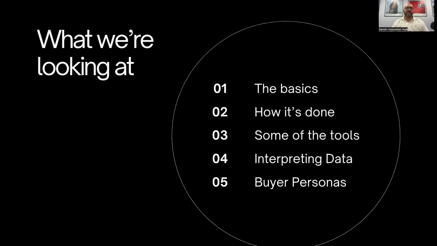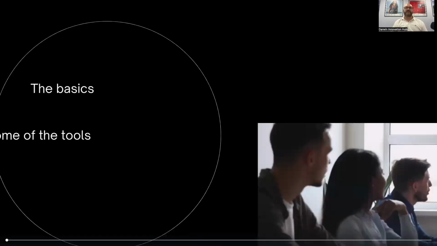Today, we're going to look at the basics of market research, some of the ways in which market research is performed. We'll look at some of the tools that are in use and also a bit about interpreting data. This can be a little bit contentious because not everybody necessarily wants to go deep into interpretation of data, particularly if you're a small business owner. And finally, we'll look at buyer personas and how the whole process of market research forms your buyer personas.